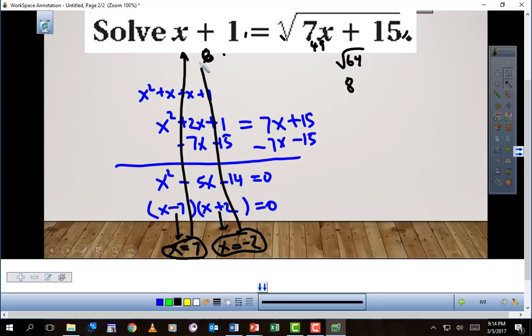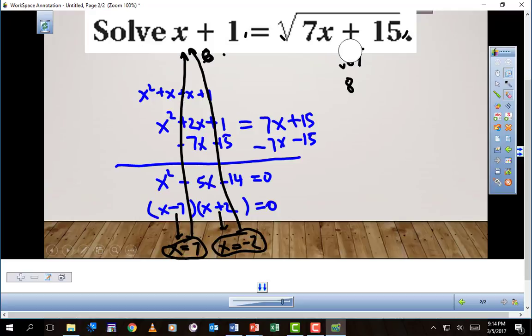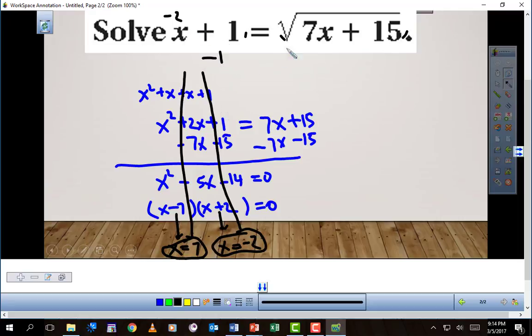If you put the other answer in over here, the negative 2, what do we get? Well, in that case, we get negative 2 here. Negative 2 plus a positive 1 is negative 1. And I hate to tell you, but square roots are always a positive number, so you can't take the square root of a number and get a negative answer. Anyhow, let's carry it out.